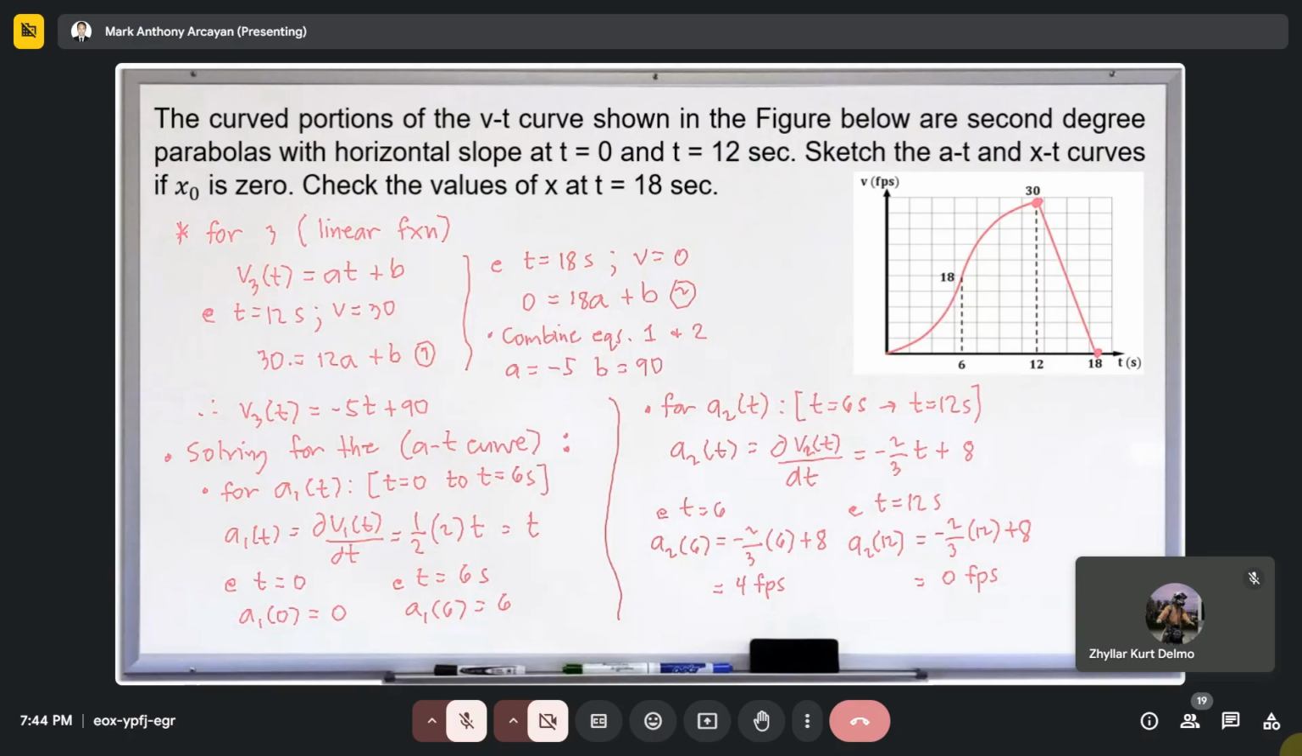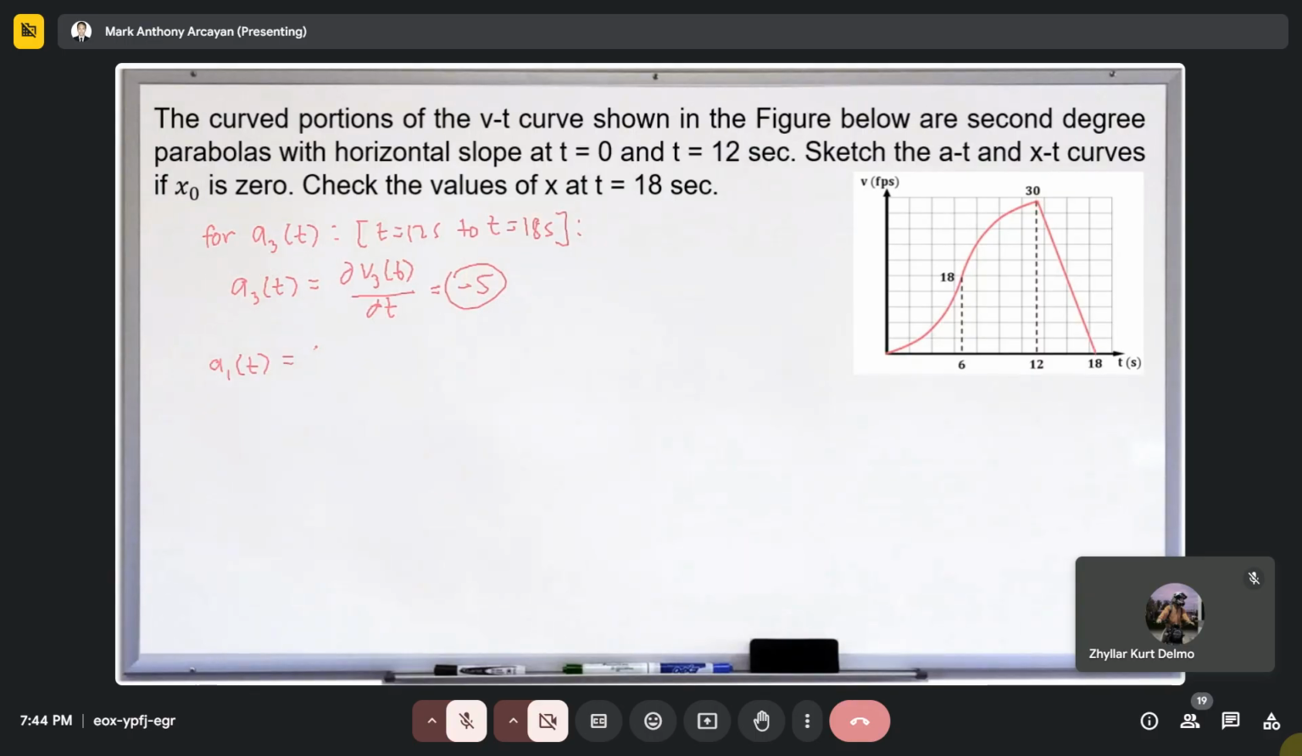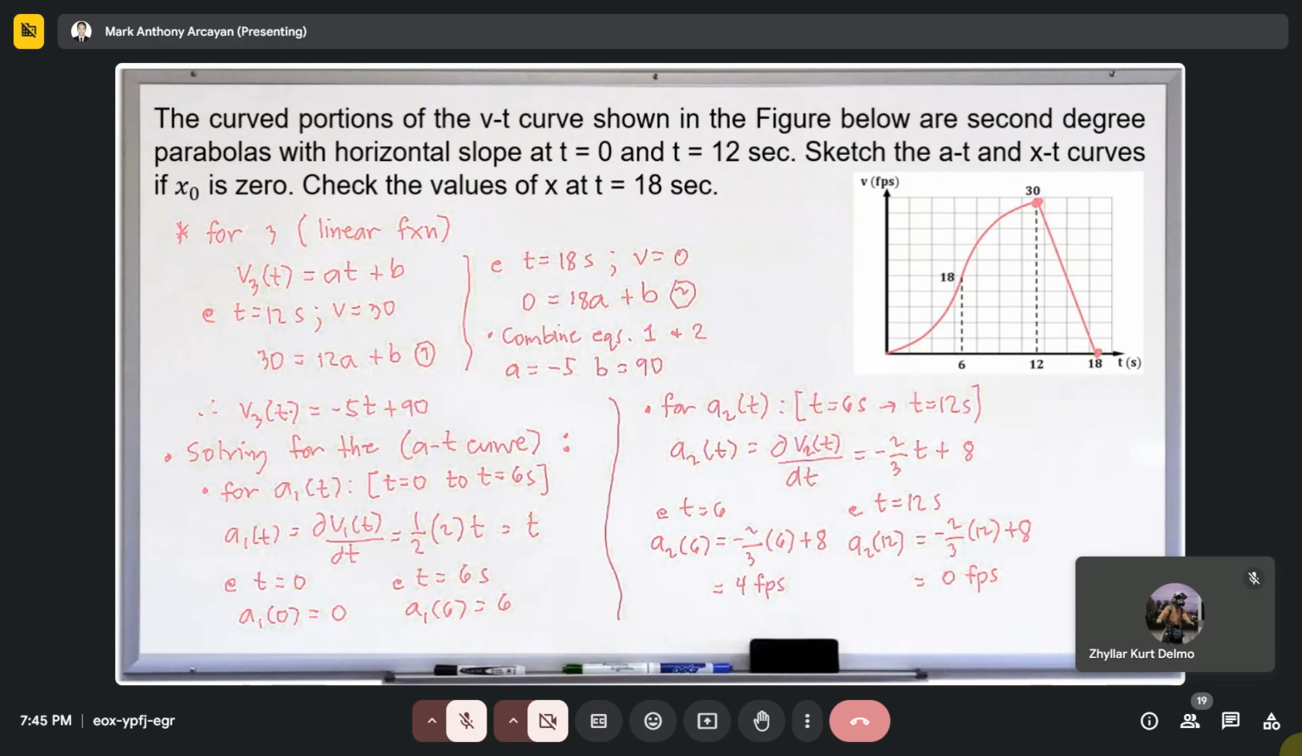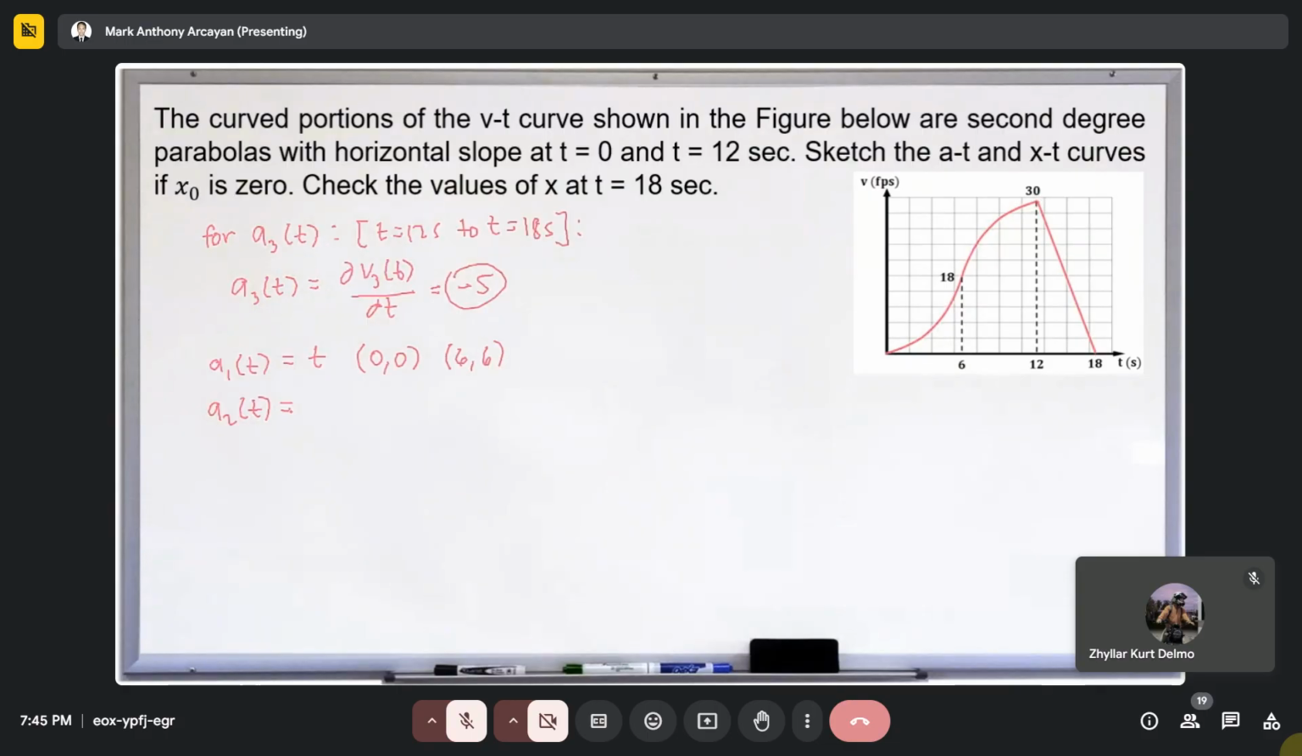From the previous, we have a1 of t is just equal to t. Then the points are when t is equal to 0, the acceleration is 0. Then when t is equal to 6, the acceleration is 6. For the second acceleration function, we have negative 2/3 t plus 8.